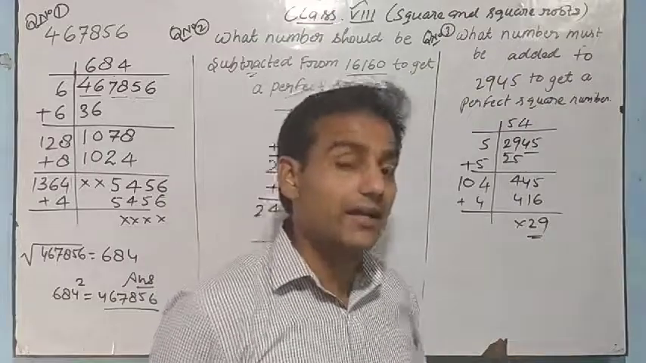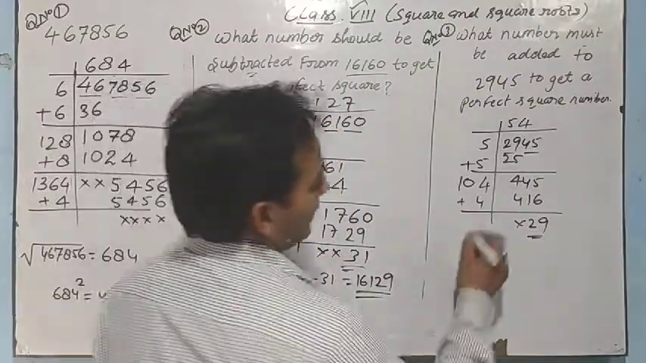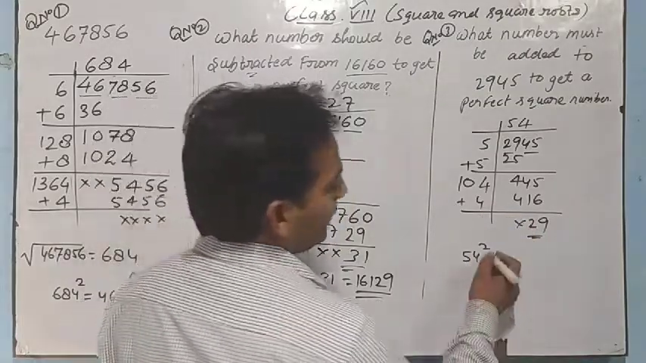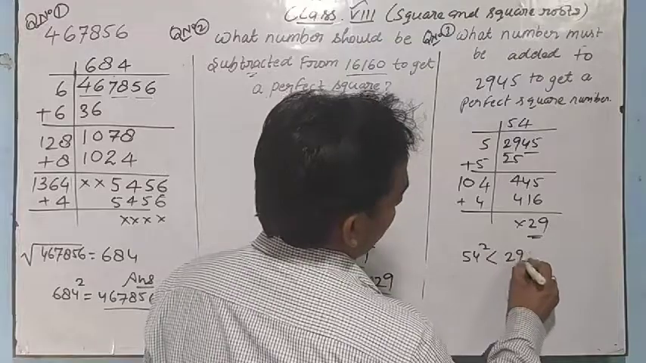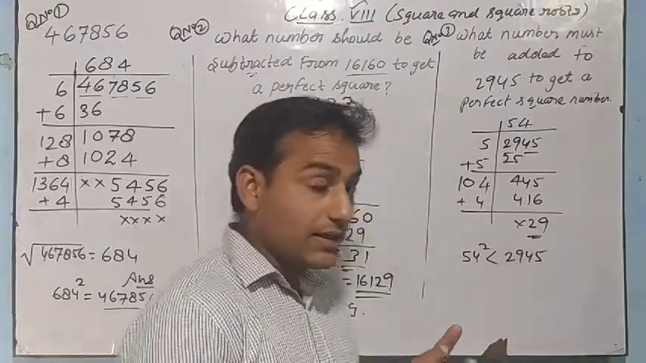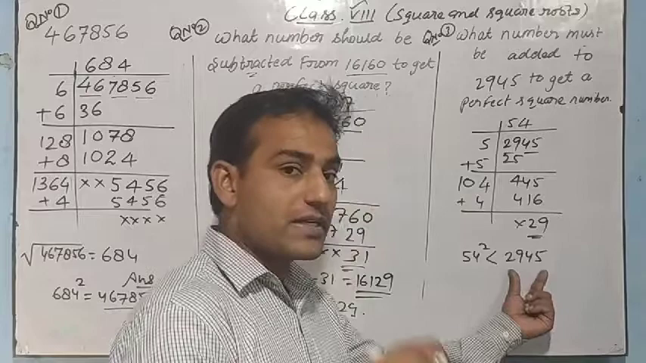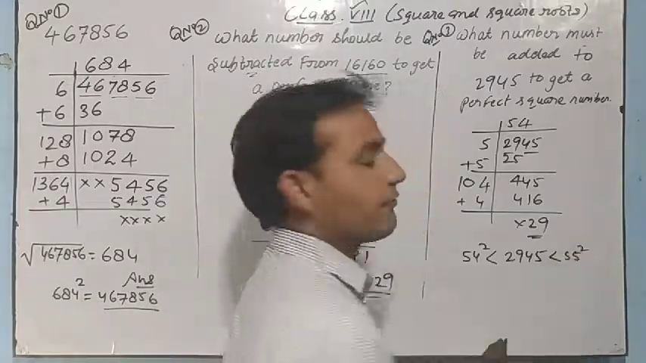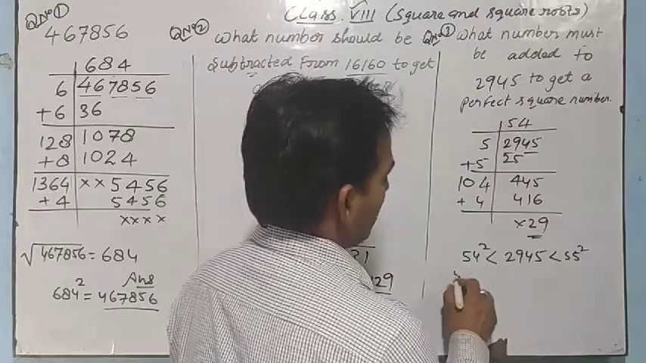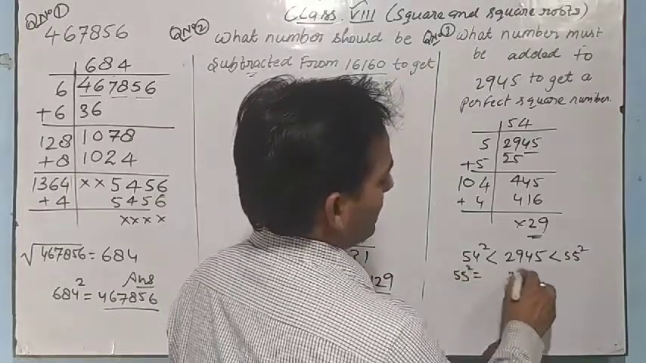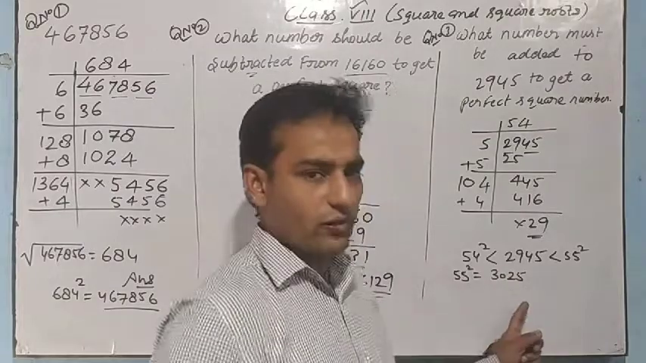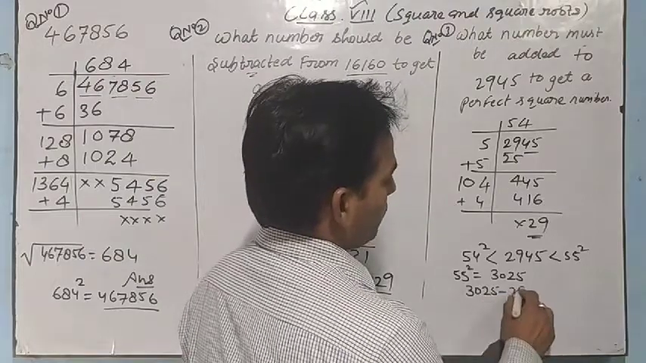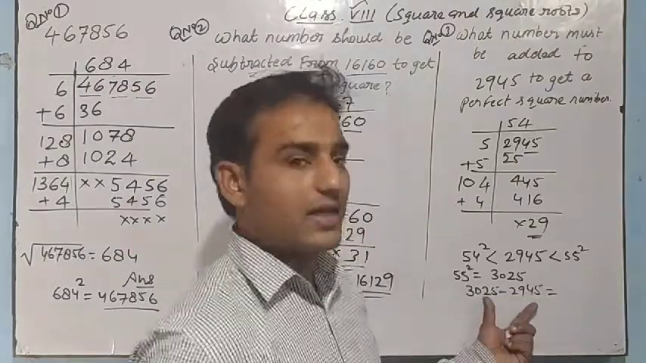Should we add something so that it becomes a perfect square? This means that after doing the square of 54, it is less than 2945. This 2945 is less than the square of 55. 55 square will be more than this. So square of 55 will be 5 5s are 25, 5 6s are 30. This is the square of 55. So 3025 minus 2945, and this will be the answer.